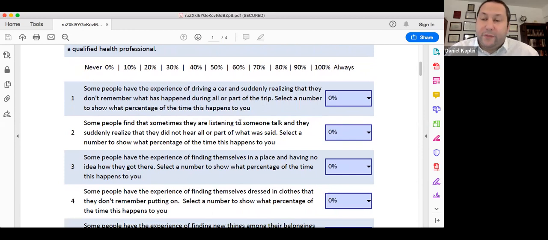So one example of a dissociative experience could be where a person is driving a car and then suddenly they don't remember part of the trip. How did I get here? They could also have a conversation and not remember part of what was said or not even hear part of what was said. They could find themselves in a new place, which we talked about in fugue-like states. This is more common, and have no idea how they got there.